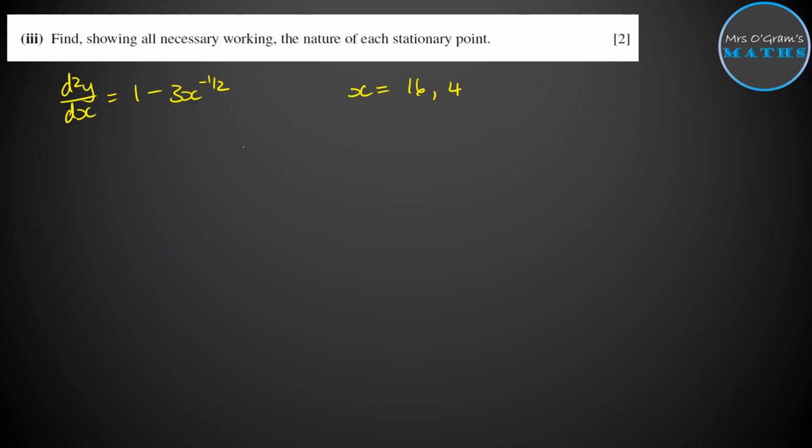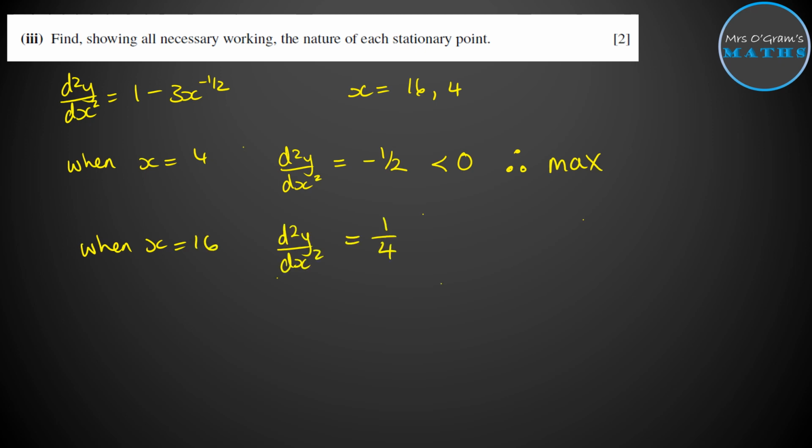Now from our previous two parts, we know that the stationary points happen when x is 16 and 4, and that d2y dx squared is equal to 1 minus 3x to the minus half. So when x is 4, d2y dx squared equals minus half. If you just substitute that in, that is less than 0, therefore that point is a minimum. So whoops, wrong way around, that one is a maximum. Same again when x equals 16, d2y dx squared is a quarter, that is bigger than 0, therefore that one is a minimum.